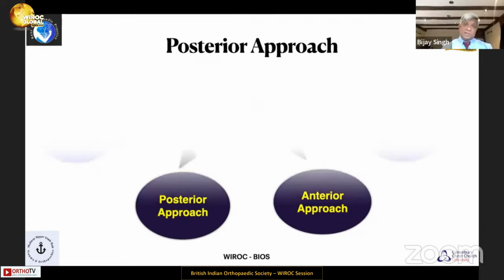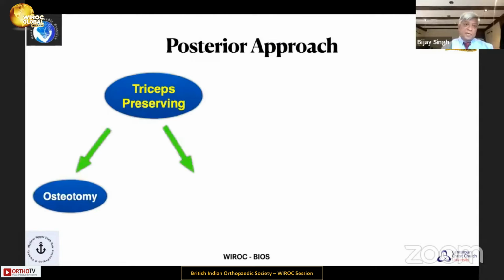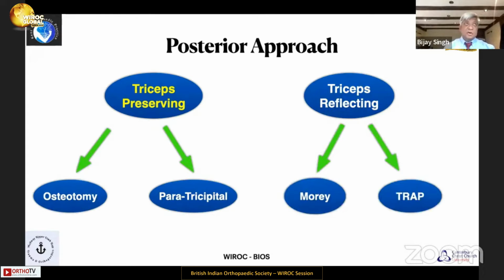And in the posterior approach, there are two broad groups: the triceps preserving, which could be based with an osteotomy, or a paratricipital approach, or a triceps reflecting, which, based on whether you go from the medial side or the lateral side, is the Mori approach or the trap approach. I'm not going to go into details of these, as these are easily available for people to see.